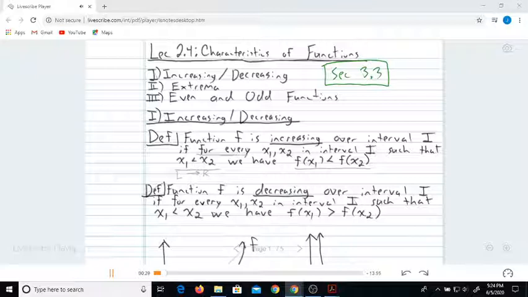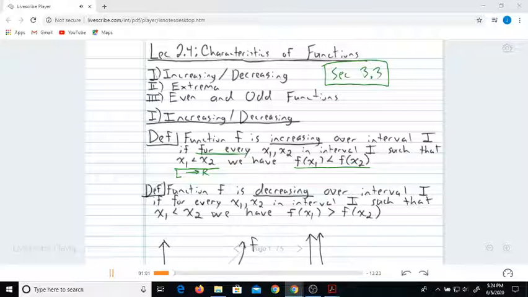So function f is increasing over interval I if for every pair of x values in interval I such that you're reading from left to right, the left point is lower than the right point. It's essentially what that definition is saying. This inequality is just making sure we read from left to right, and this inequality is just saying the left is lower than the right point. And this quantifier for every is very important.